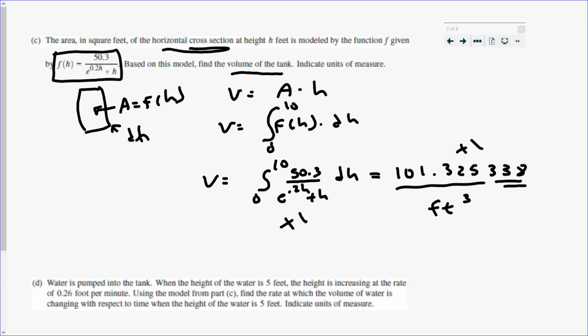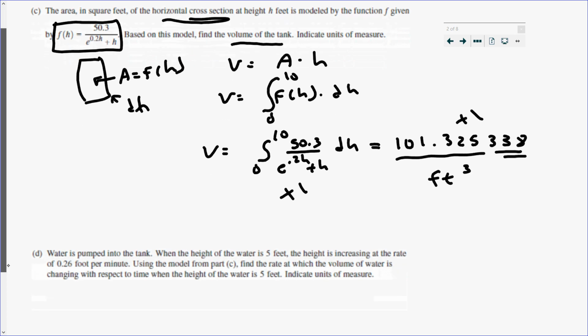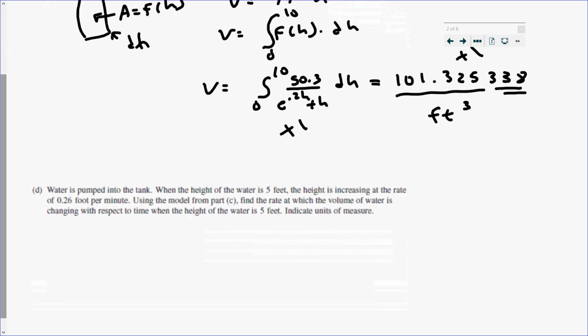Pretty easy to do. All right, so for part D now, it says water is being pumped into the tank. When the height of the water is 5 feet, oh man, right away I'm thinking water being pumped and water height, I'm thinking related rates here. And they had this on the 2016, they had this on the 2017. Chances are you're going to see it again.